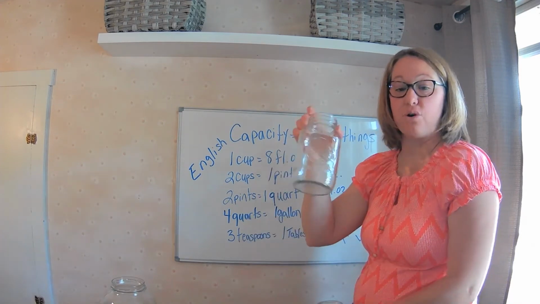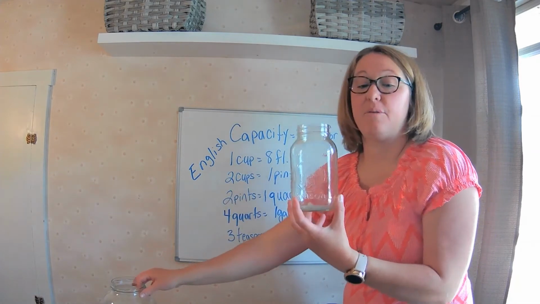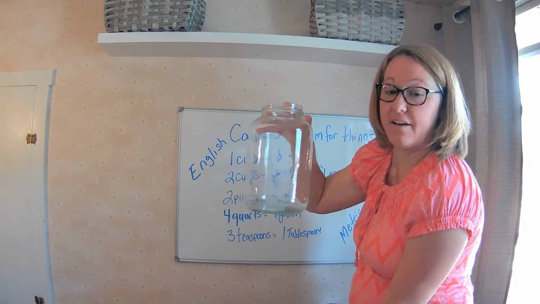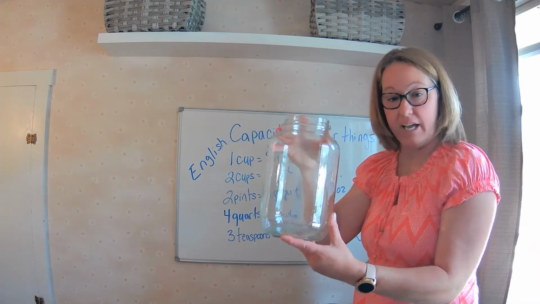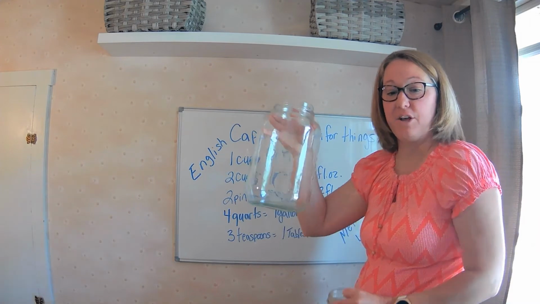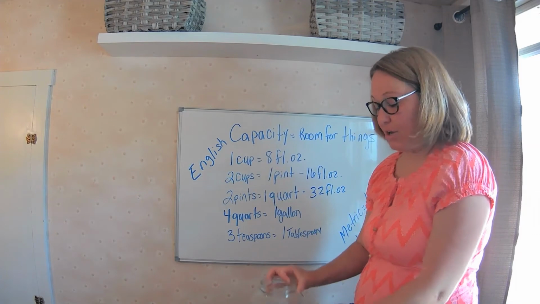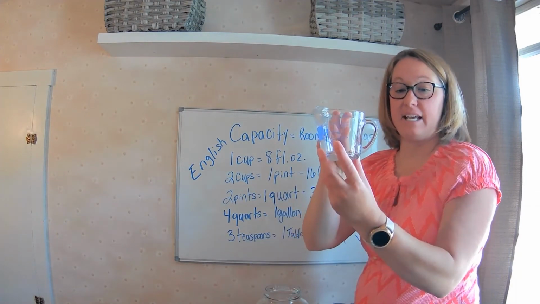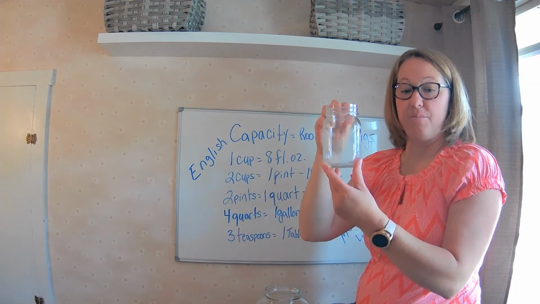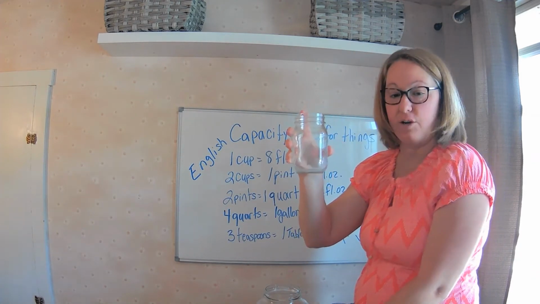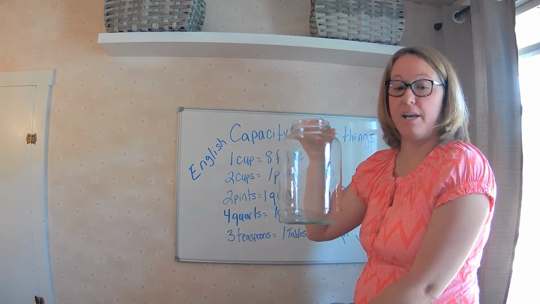But if we took 4 quarts and say we had 4 quarts of milk, then we would end up with 1 gallon of milk. And that's the most common thing that you would normally buy milk in. You can buy milk in gallons or half gallons. But 4 quarts equals 1 gallon. All right, so 1 cup has 8 fluid ounces. 2 cups equals 1 pint. 2 pints equals 1 quart. And 4 quarts equals 1 gallon.